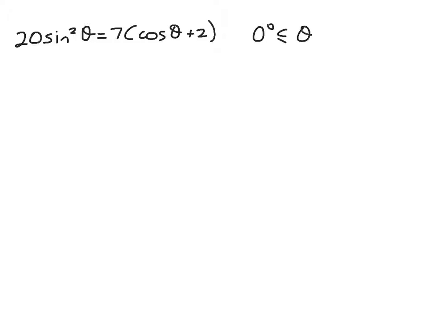Okay, so the first question is to solve this equation here. 20 sine squared theta equals 7 cos theta plus 2. And I should have said on that first slide, but what I'm looking for here is just the solutions between 0 and 360 degrees. So that makes it slightly easier. It also means I'm probably not going to bother doing general solutions on the whole thing, but we'll get to that further to the end.